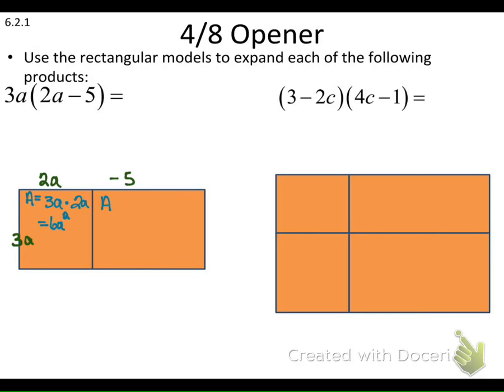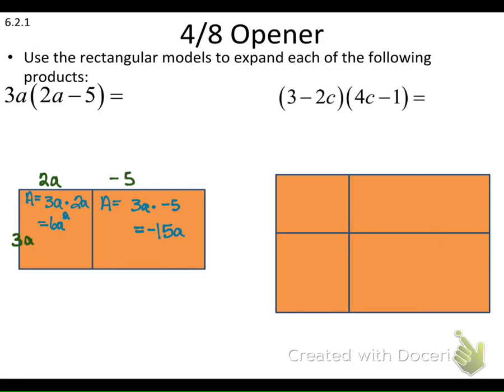Okay, the area of the second section is going to be what times what? Height times width. Which is? 3A times -5. Which equals then? -15A. Good. So once I have the area of each section, I want to find the total area of the entire model. So I'm going to go ahead and add.